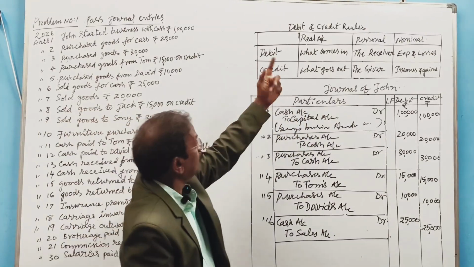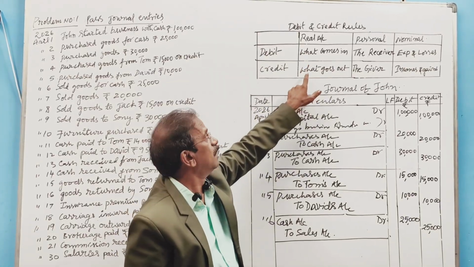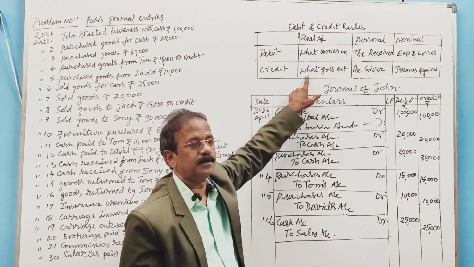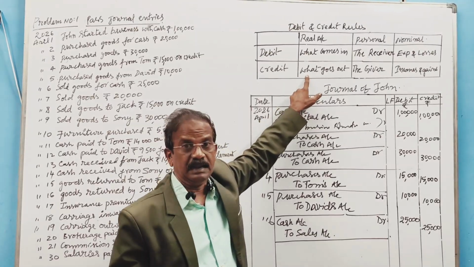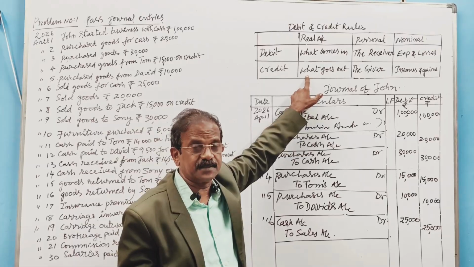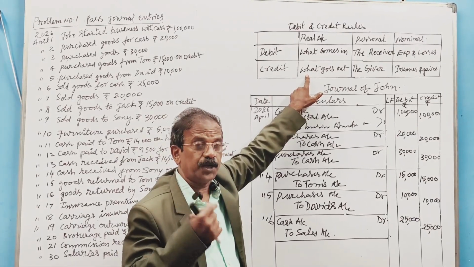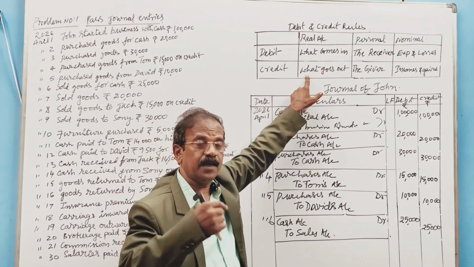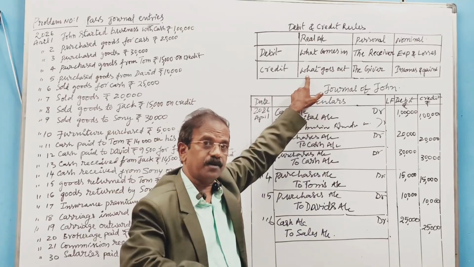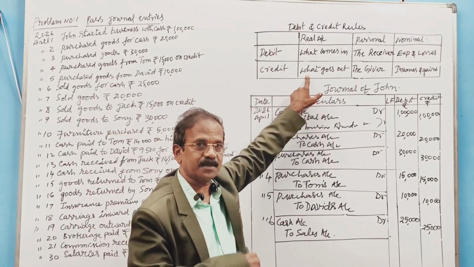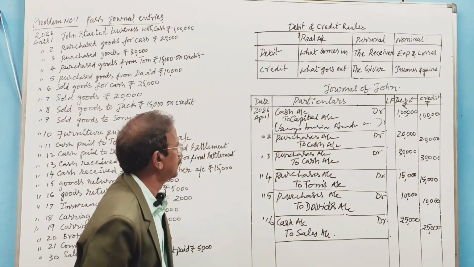Now, for the credit, you have to question the down one. What goes out from our business? Here, nothing is going out from business, but this cash is coming from our house. It means it is our investment. This investment from our house into our business is called capital. So you should write capital account, credit.